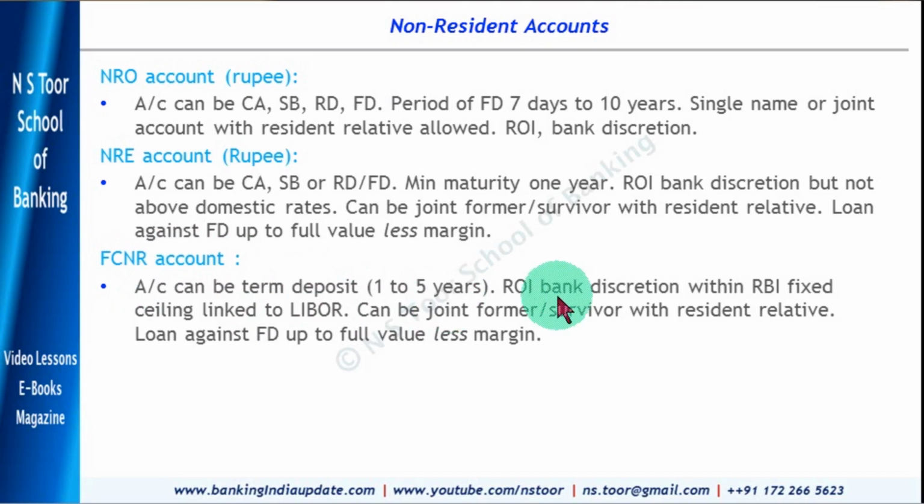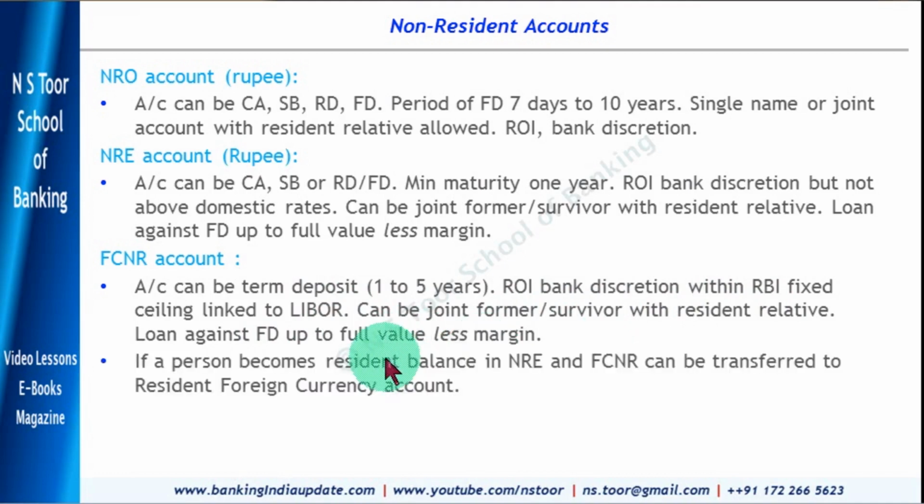Rate of interest on such a deposit is fixed as a ceiling rate by the Reserve Bank of India, and that ceiling is linked to LIBOR, the London Interbank Offer Rate. This account can also be opened as a joint former or survivor account with a close resident relative. In this case also, loan against FD can be given up to the full value of the FD minus appropriate margin.